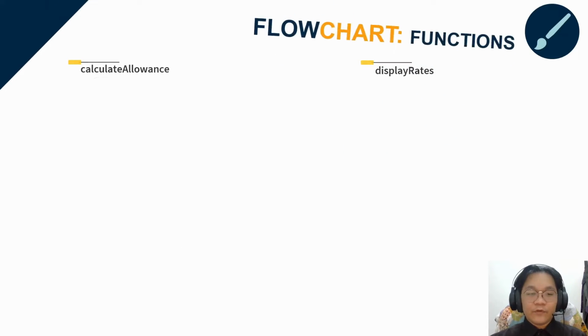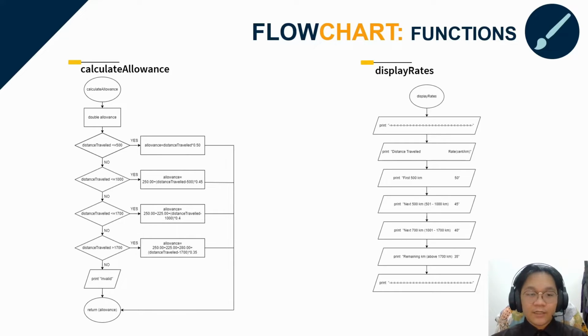So we're going to move on to our functions, which are calculate allowance, which is to simply calculate and return the value of allowance according to the distance in the rate. The second function here is display rates. This is simply just to print out the rates, and that's it.